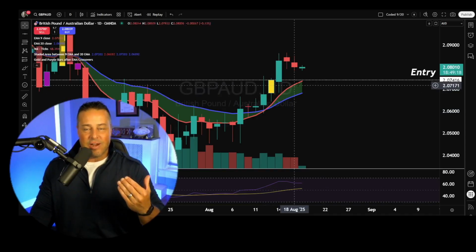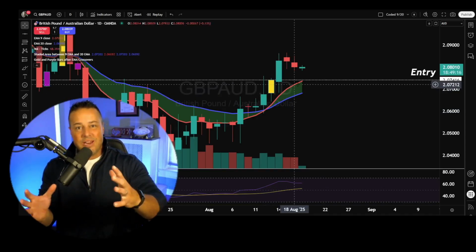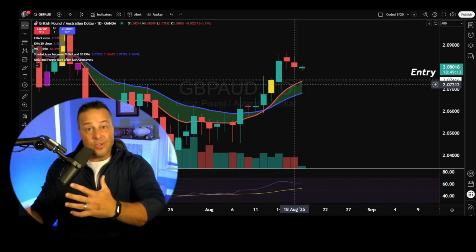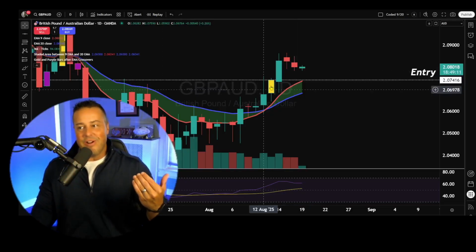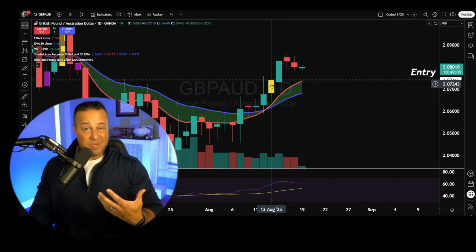You can see the shaded area between the 9 and 20, sort of a trend indicator. The bigger the shade, the stronger the trend. Purple bars on a cross under, gold bars on a crossover. That would be potentially a buy signal.